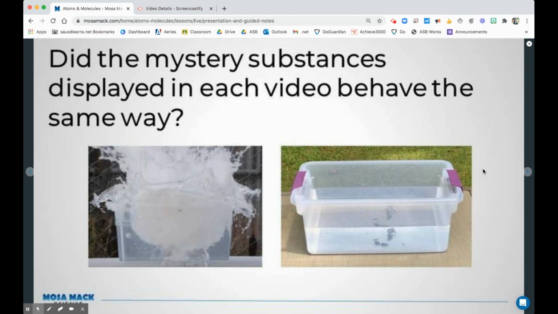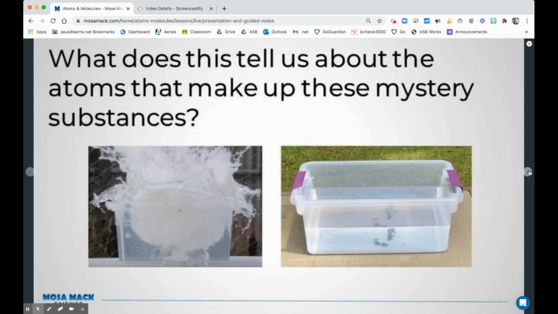Do you remember the reaction from the mystery substance videos? Did each of those substances behave the same way? Not at all, right? Substance A was a huge explosion, and substance B was not so thrilling. What does this tell us about the atoms that make up these mystery substances? What type of atom, how many electrons in the outer shell do you think it had to make this big of an explosion? And what number of electrons in substance B's outer shell had to not make an explosion?